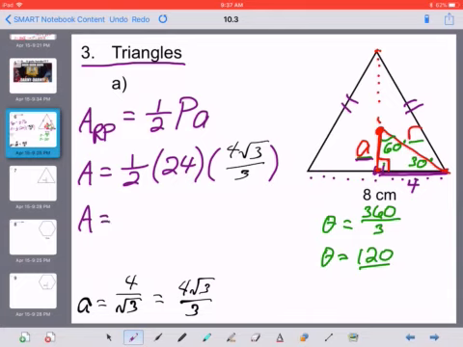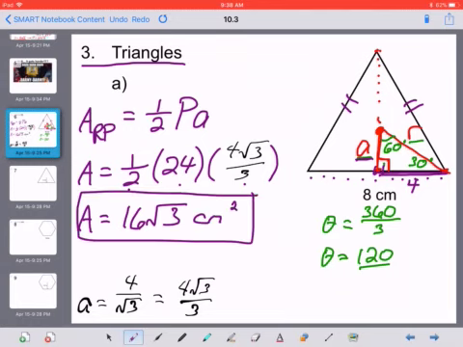Actually, it's not terrible. The 1/2 times the 24 right here is going to give us a 12. That 12 gets divided by that 3 to make a 4, and the 4 times the 4 root 3 is going to get us a 16 root 3 square centimeter area for that particular triangle there.